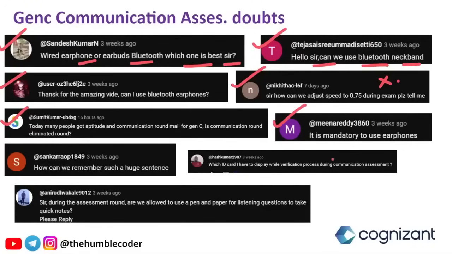Moving on to the next one, which is, is it mandatory to use earphones? No, definitely not mandatory, but it is good to use, because as I already answered, if you use earphones or any headphones, your audio quality will improve, and any extra distractions or noises will get eliminated.